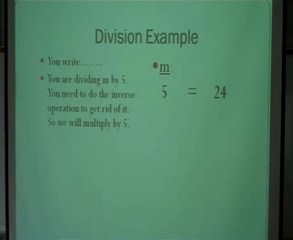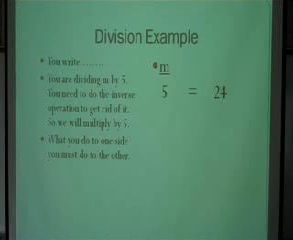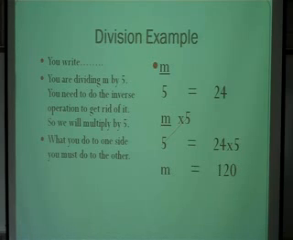Since we're dividing m by 5, we have to do the opposite to get rid of it. So we're going to multiply by 5. And what we do to one side, we must do to the other. So notice we have the original equation, and we're just multiplying both sides by 5. The 5 on this side will cancel out, leaving just the m, and this side will give us the answer, 24 times 5. M equals 120.